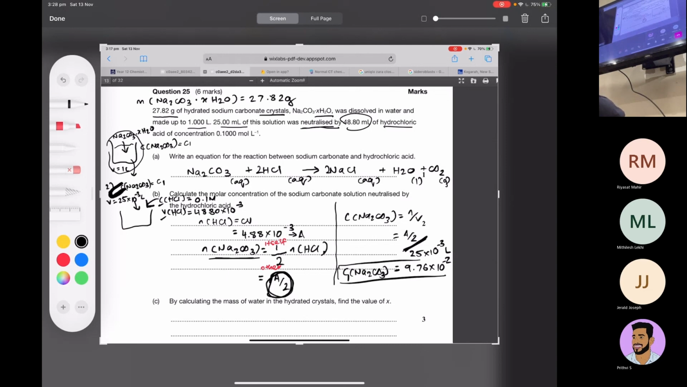What about B? Calculate the mass of water in the hydrated crystals to find the value of X. They're helping you out here. They should have just said find the value of X. But now you know you need to find the mass of water. To find the mass of water, what must you do? I want to hear some ideas right now.